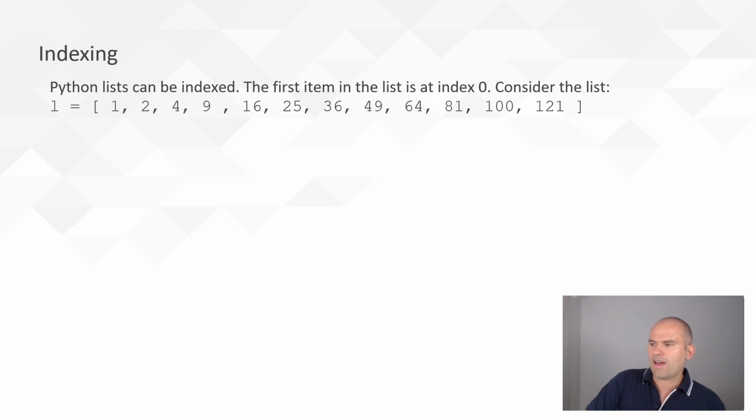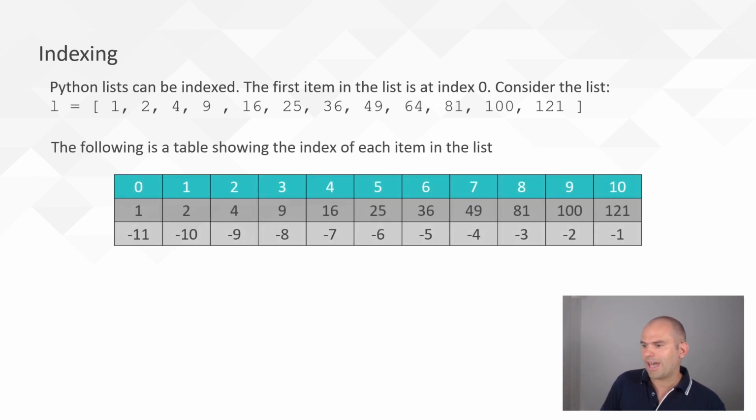Here we have an example of a list. The list has 11 items. They're all actually squares of numbers 1 through 11. And we can have a look at the index of each item. Index of the first one is 0. Last one is 10, so that's why you get 11 numbers. The index of the 5th one is 4.